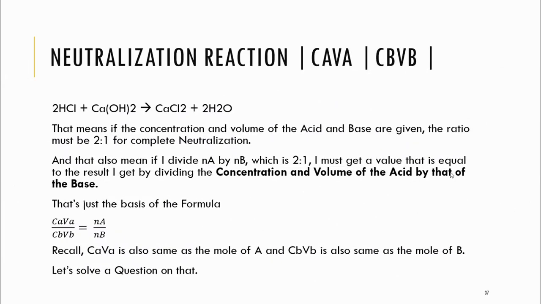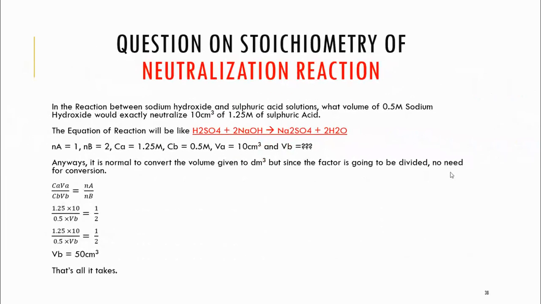So neutralization reaction is still on this. I think you have a question. Okay, it's not really a question like that. It is what I've explained. So, questions on stoichiometry of neutralization reaction. So we have this. They give us the concentration of sodium hydroxide and that of sulfuric acid. They did not give us the volume of sodium hydroxide. We are looking for the volume. So from the equation, you can get your na and nb. Then use the formula to get your answer.